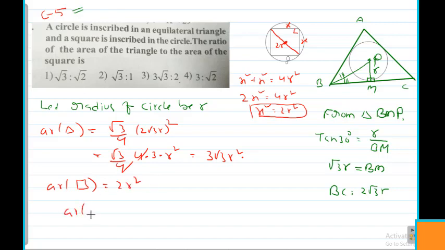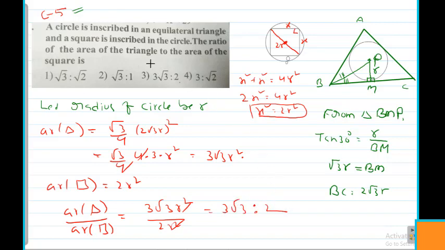Now what do I want? Area of the triangle divided by area of the square. That is equal to 3 root 3 r square by 2r square. r square cancels. 3 root 3 is to 2. 3 root 3 is to 2 means the third option is correct. So students, this is our sixth problem.